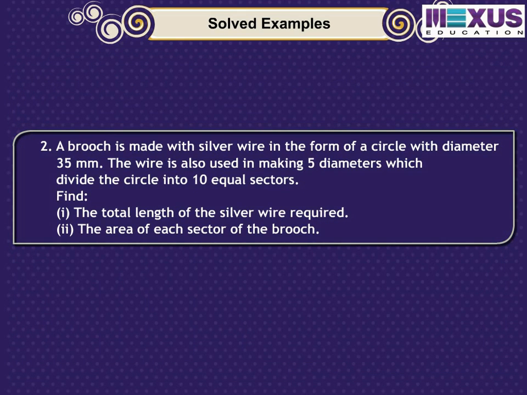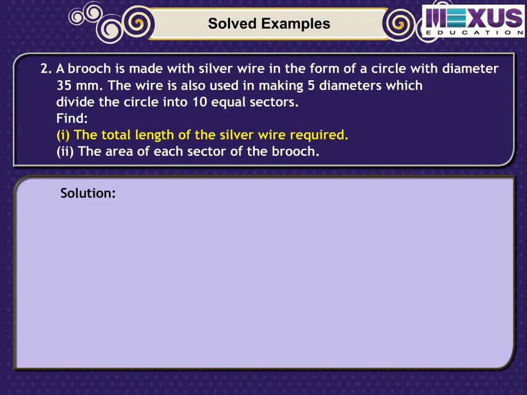2. A brooch is made with silver wire in the form of a circle with diameter 35 millimeters. The wire is also used in making 5 diameters, which divide the circle into 10 equal parts. Find 1. The total length of the silver wire required. 2. The area of each sector of the brooch.